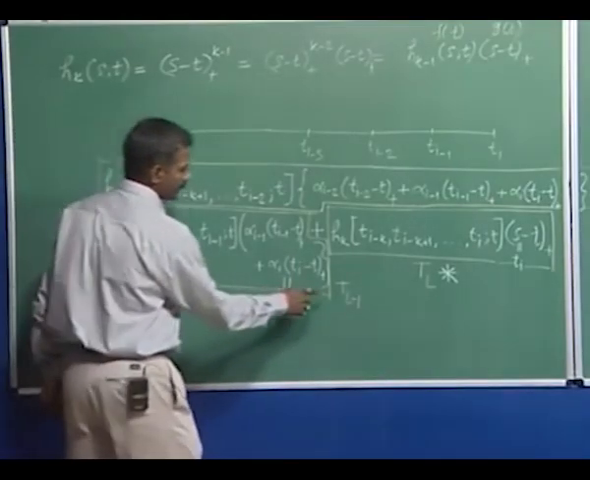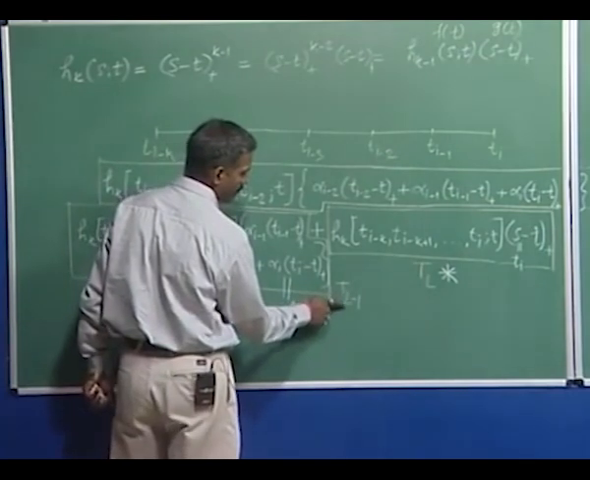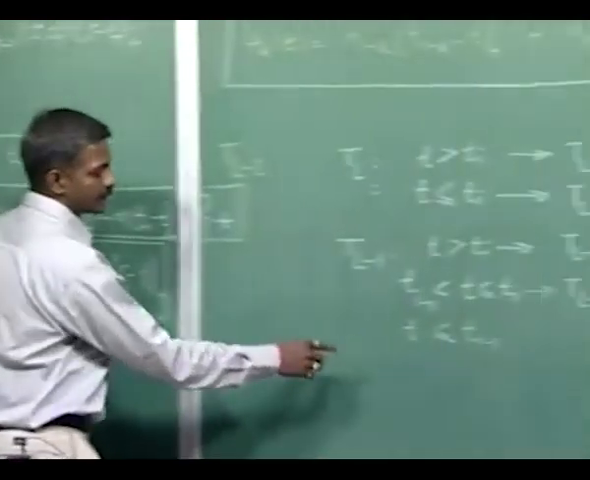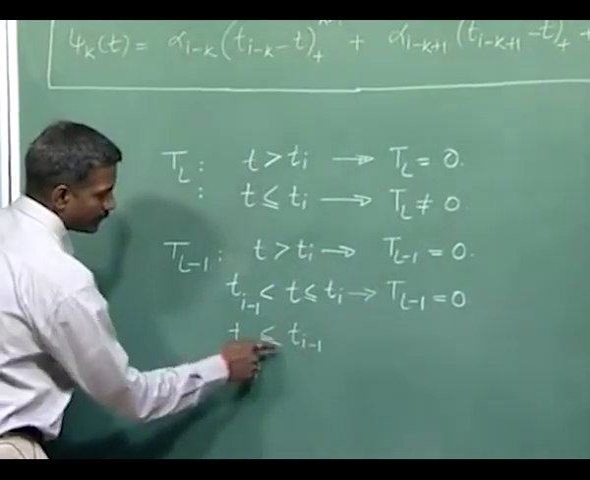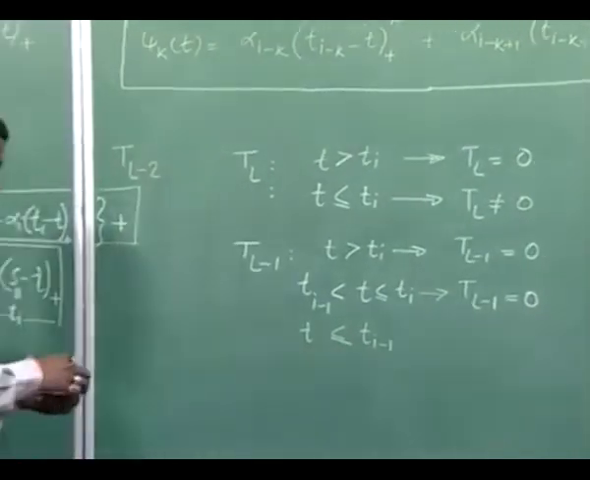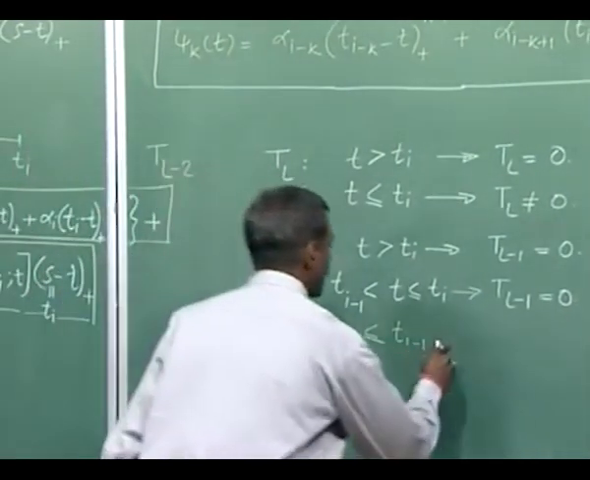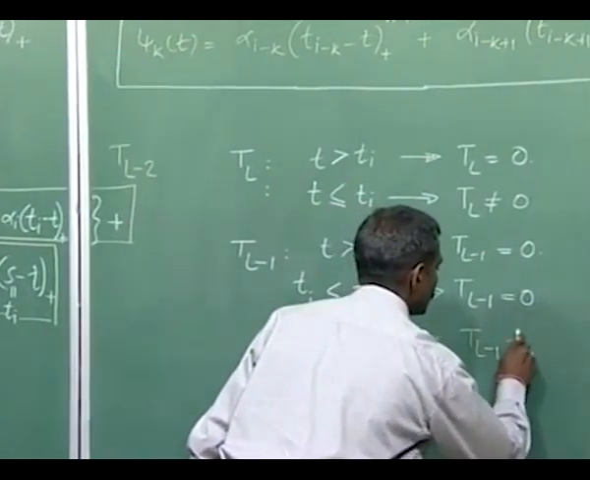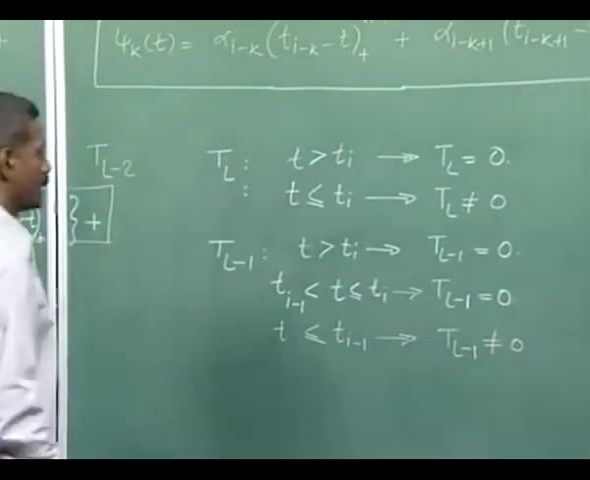So t_{l-1} becomes important for values of t smaller than t_{i-1}. And so I would say that this is not equal to 0.